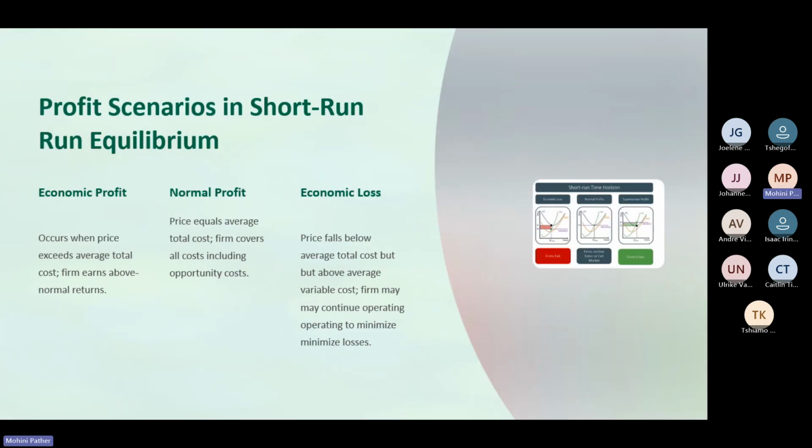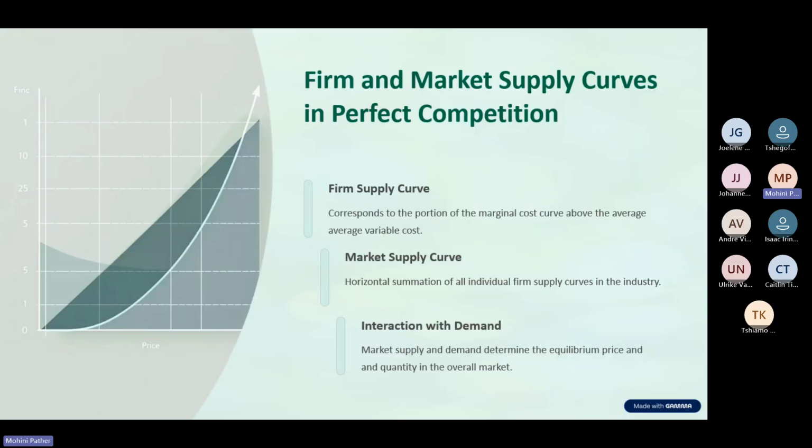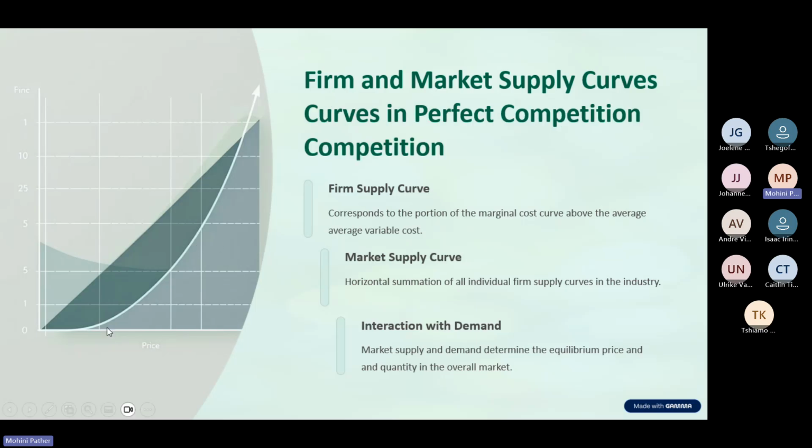Obviously, in the long run, everything is variable, because you can make changes to your machinery, your plant, all of the big fixed expenses. So we will see the difference between those as well. So your firm and supply curves in perfect competition correspond to the portion of the curve above your average variable cost. If you look at this line, this is your average variable cost. What that tells you is how much you spend on average on only labor and materials to produce one product.